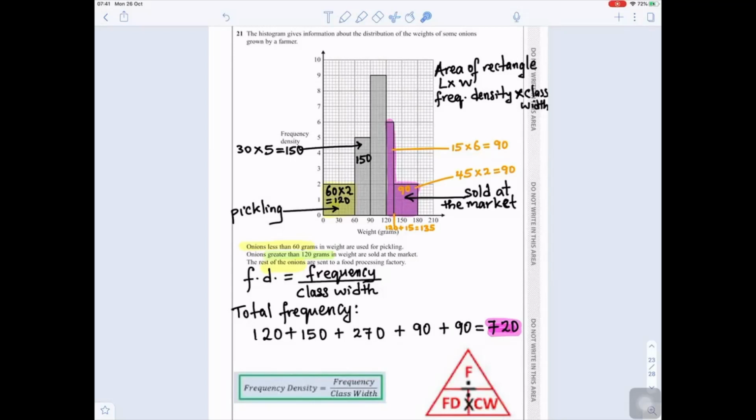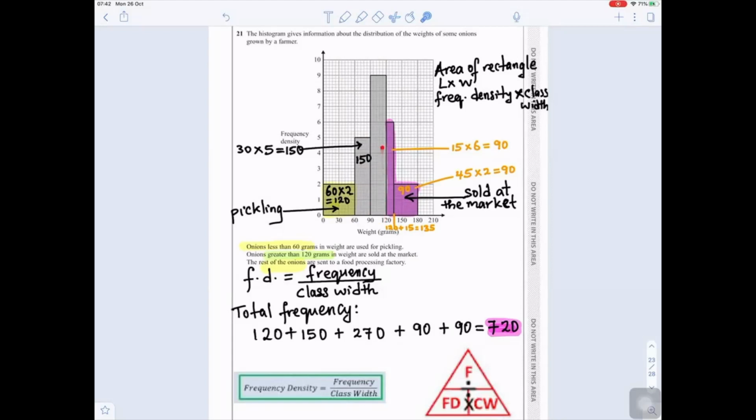So for each of those bars, 60 for the height times 2 gives you 120. So the area of the rectangle is length times width, which is frequency density times the class width. For the next rectangle, 30 is the height. 30 times 5 gives 150.